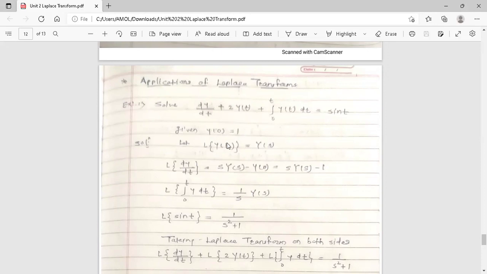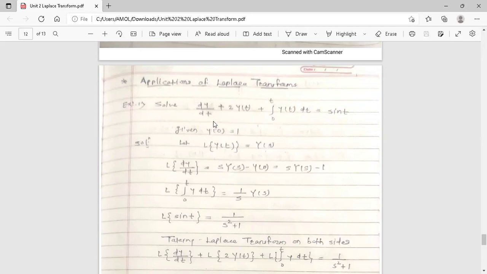You know that Laplace transform of y(t) is Y(s), because we know that Laplace transform of f(t) is F(s). Like that, Laplace transform of y(t) is Y(s). Laplace transform of dy/dt is equal to s Y(s) minus y(0). Now the value of y(0) is given, it is 1, so you put 1 here.